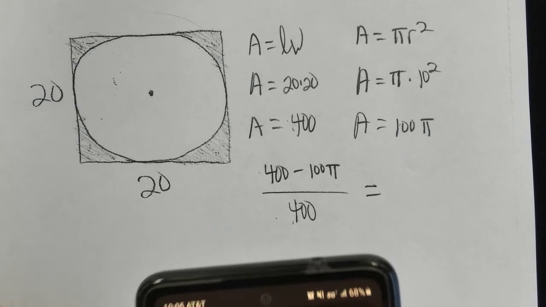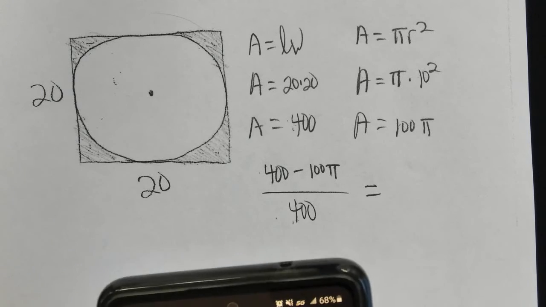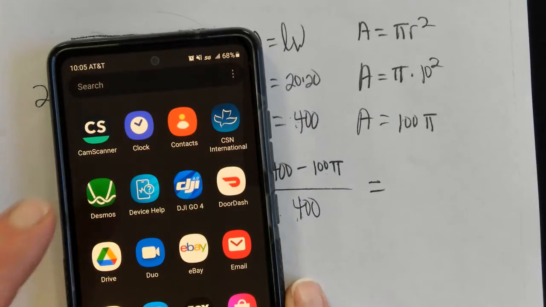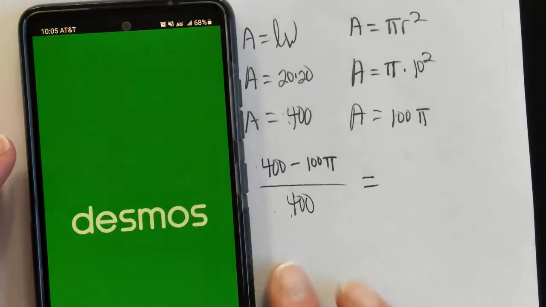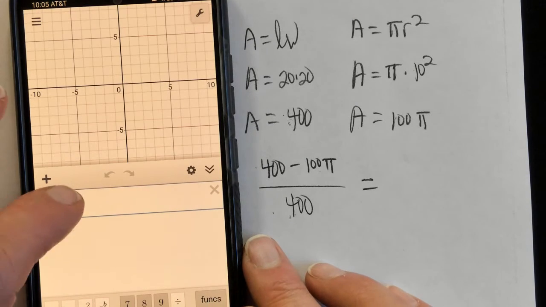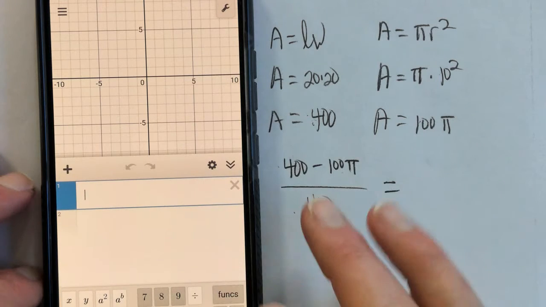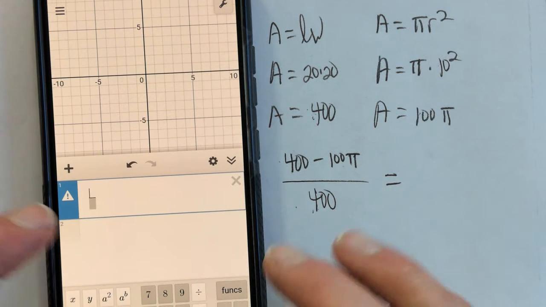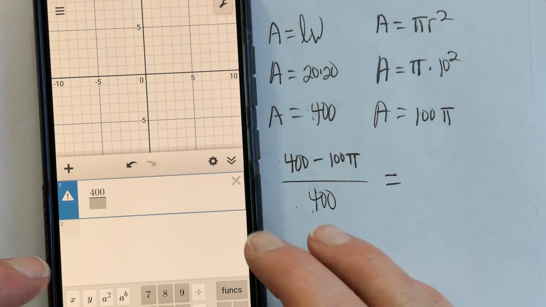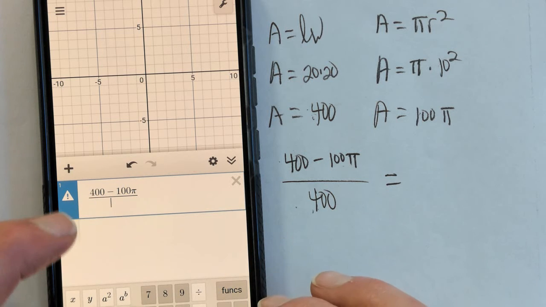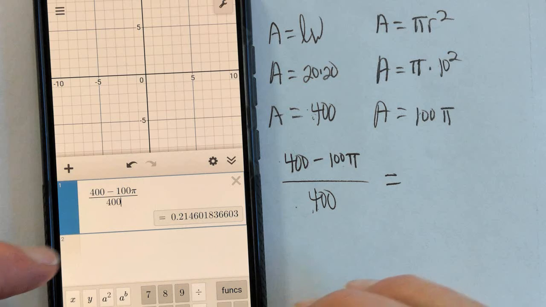So again, I always suggest that you download the Desmos calculator, free in the App Store. It's got all the functions you would need in order to do whatever problems you need here. So like on this one, I'll go ahead and put divide. It makes a fraction automatically. Put 400 minus 100 pi. Go down to the bottom of the fraction, put 400, and then so there you go.